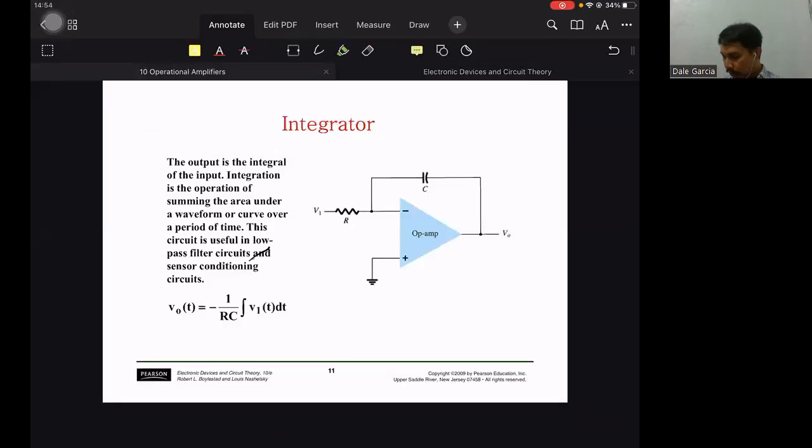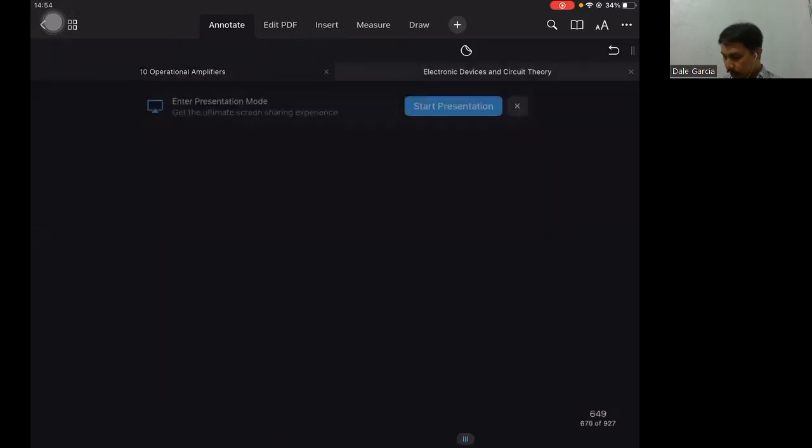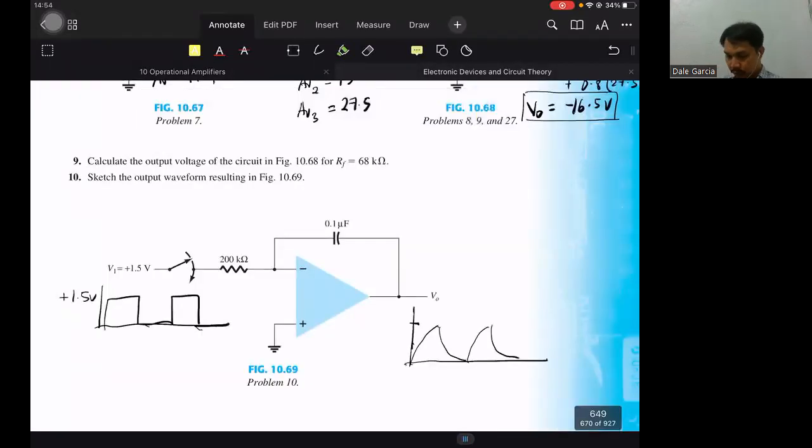So using the formula, this one, -1 over RC. R is 200K. C is 0.1 microfarad. And the gain is -50.